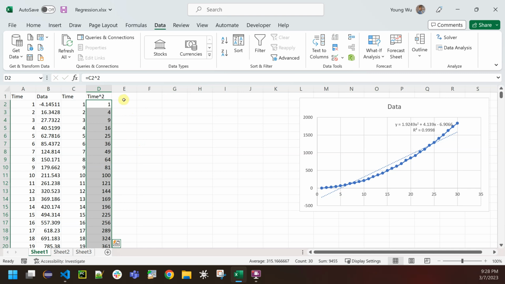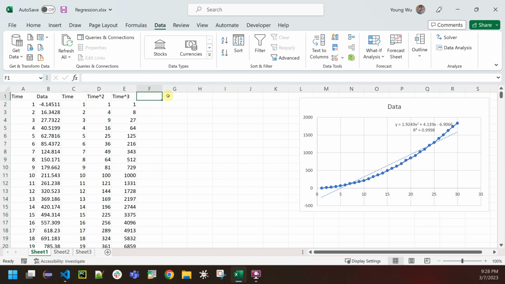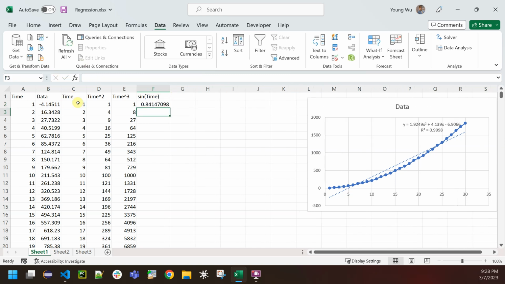Okay, so things are filled in. And if you want something else, if you want time cubed, you can do that as well. It's literally just time cubed. And you can do something more fancy like sine of time. Sine may be useful if your data is seasonal. The way to do that is very simple. It's literally just sine of time.